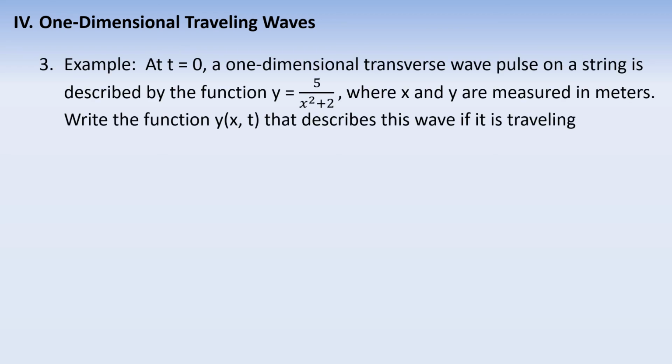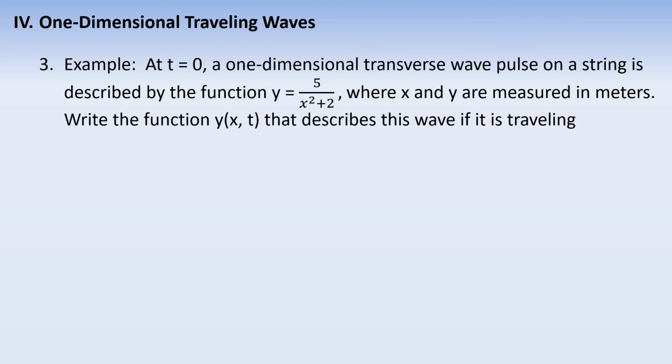So we will now look at an example of a one-dimensional traveling wave pulse. In this example, we're told that at time 0, a one-dimensional transverse wave pulse on a string is described by the function y equals 5 over x squared plus 2, where x and y are measured in meters. So we're given the waveform, a snapshot of what that wave looks like in two-dimensional space at a specific point in time.